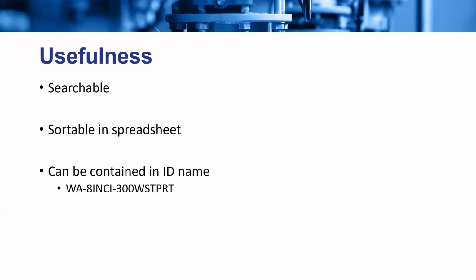What can be contained within the ID name itself? So each asset has many, if not dozens, of attributes associated with it. And sometimes it may be wise to include some of those attributes within that name ID. So here we have WA, likely signifying it's part of water. 8IN is likely an 8-inch distribution main. CI likely is an indicator that it is cast iron.